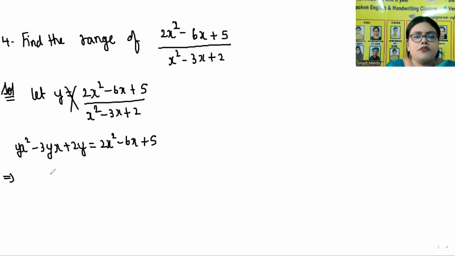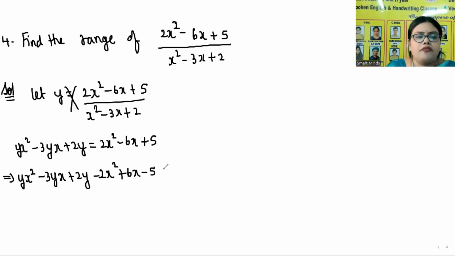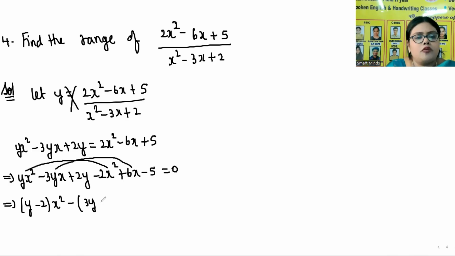Now bring all terms to the left hand side. So we get yx square minus 3yx plus 2y minus 2x square plus 6x minus 5 equals 0. Now from these two terms we take x square common. So we get y minus 2 into x square. From these two terms we will take minus common and also we will take x common. Now these two terms we will group together. That is the constant term.